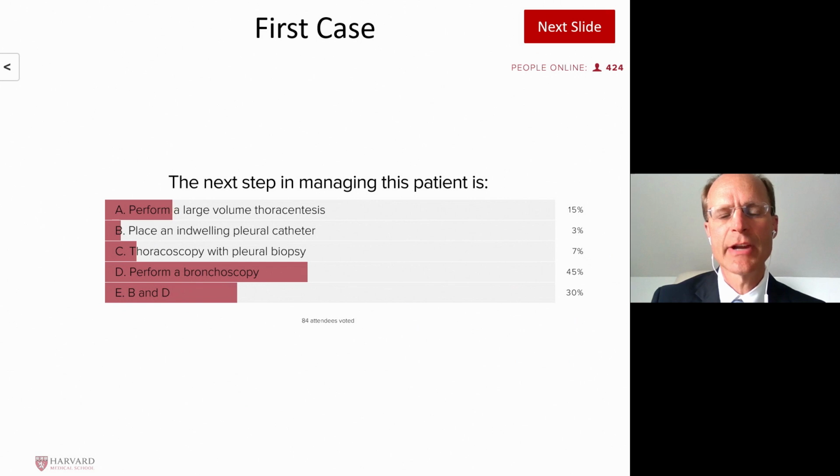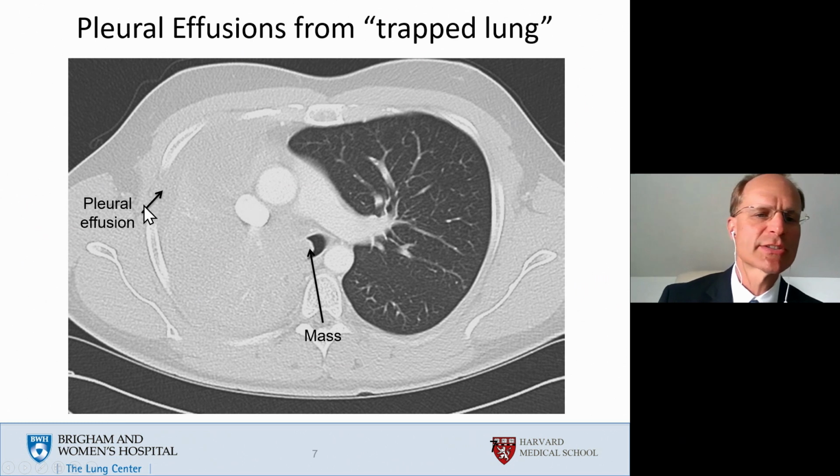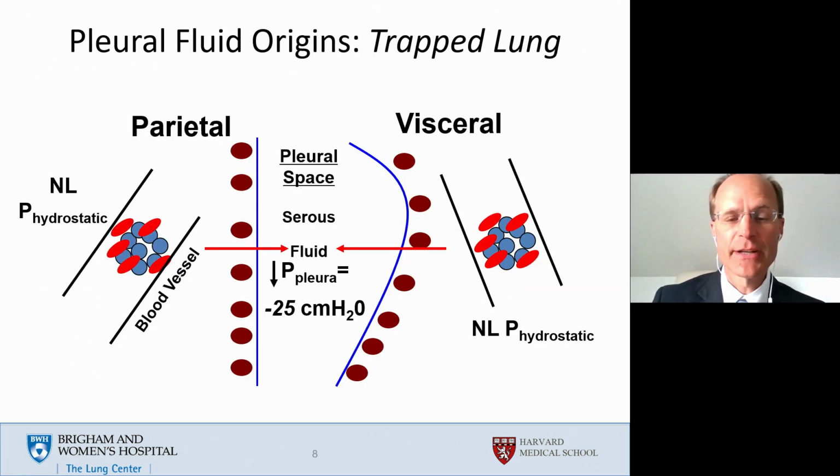Okay, great. So lots of folks are leaning towards D, which is actually the correct answer, perform a bronchoscopy. And that's because the trachea was shifted towards the side of the pleural effusion, and the pleural effusion was small. And this is actually a trapped lung from an endobronchial mass, preventing expansion of the right lung. And when the lung cannot expand, there is a negative pleural pressure created on each inhalation, quite strong negative pleural pressure, which draws hydrostatic fluid in.